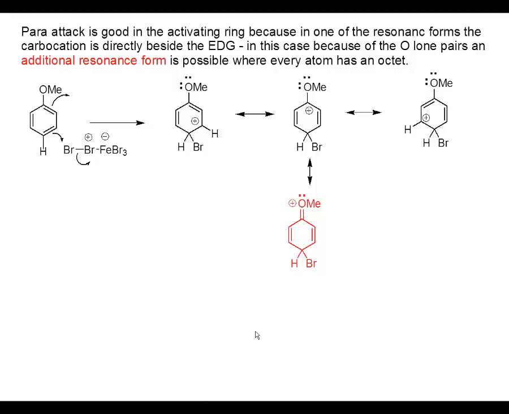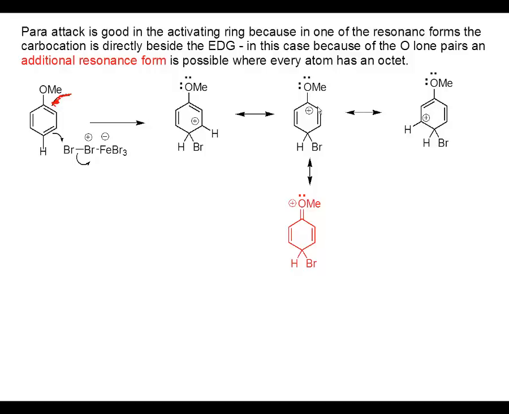What about the para position? Okay, and I apologize, this extra arrow is here in every one of them. But when you attack the para position, it's kind of like the ortho position. You'd still draw three resonance structures that you draw for any type of allylic carbocation, or this is a doubly allylic carbocation.